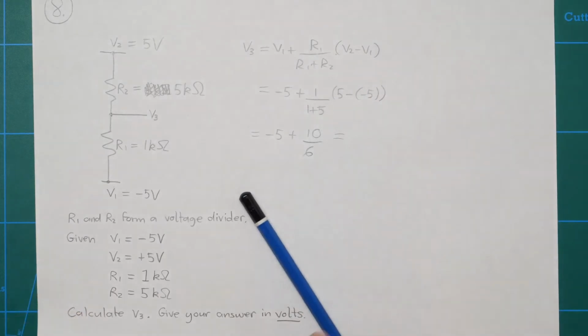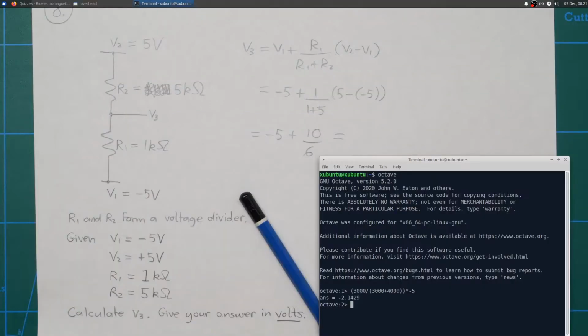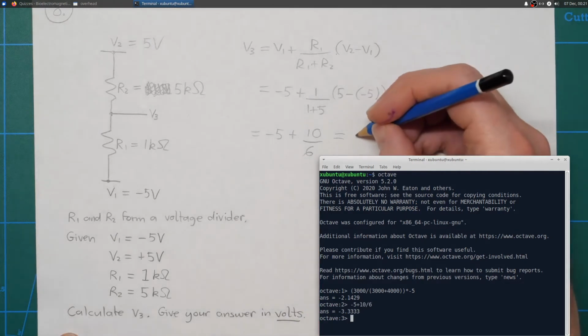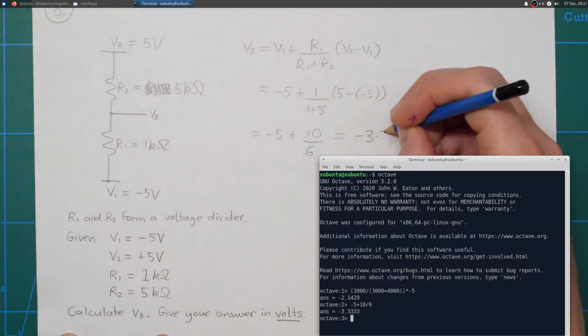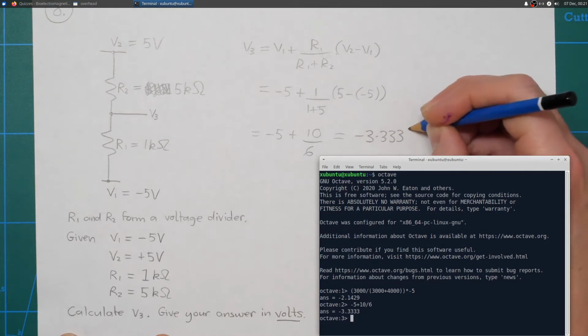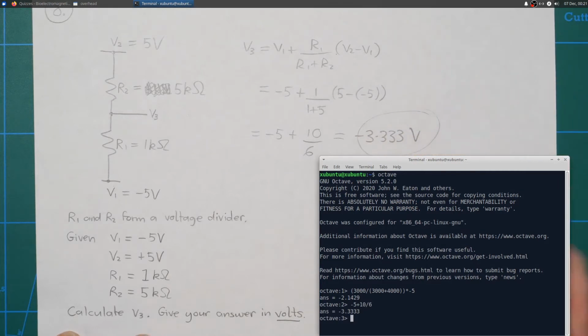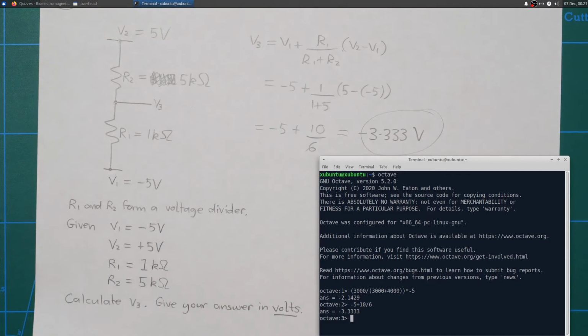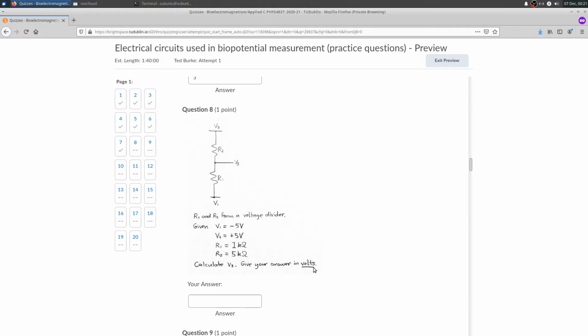Now, to make sure I get this right, I'll just flick into Octave here. I think I know what this is going to be, but let's just be careful with it. So minus 5 plus 10 over 6. So minus 3.3333. So that is our answer there. So again, give 3 decimal places.